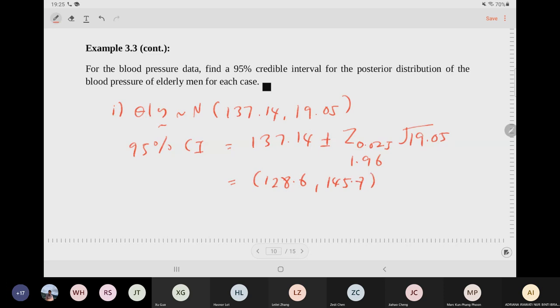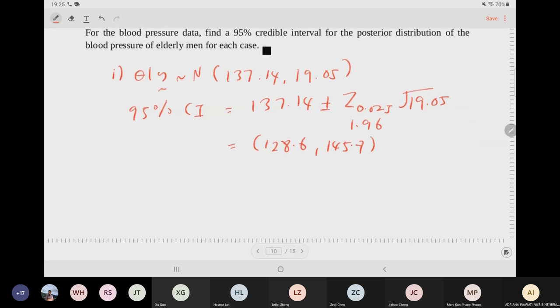Okay, so if you have a normal, because you have a normal table, you can use the same way as you use for the frequentist approach. You have the mean, and then you have the 1.96, the z alpha over 2, and then the square root of your variance. So you can get the interval. Or you can use R, which is also the same as the 0.025 percentile and the 0.975 percentile from the normal with this mean and variance.